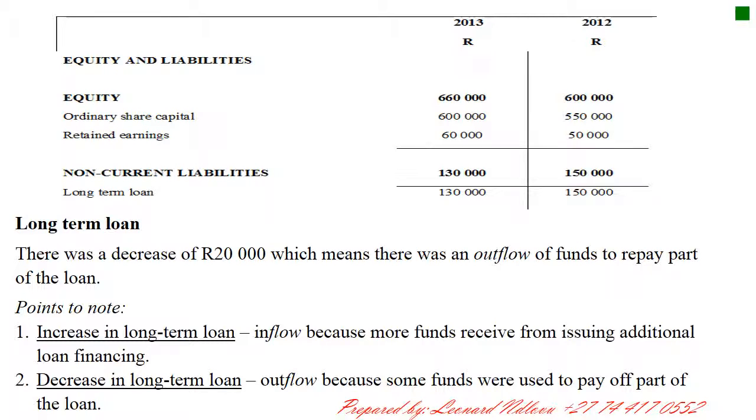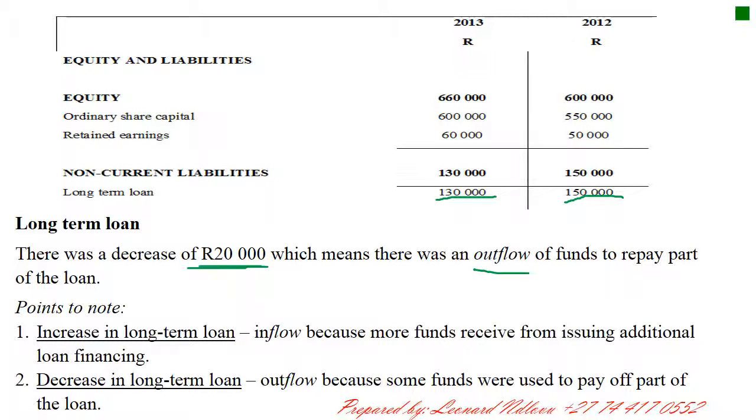Long-term loan, there was a decrease of 20,000 from 150,000 to 130,000, which means there was an outflow of funds to repay part of the loan. So we started with owing 150,000, but we now only owe 130,000. So we have paid this 20,000.